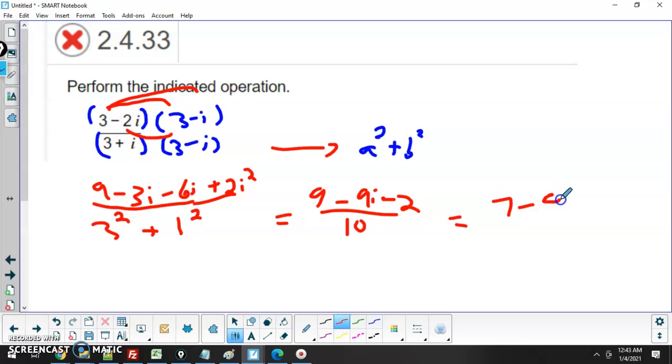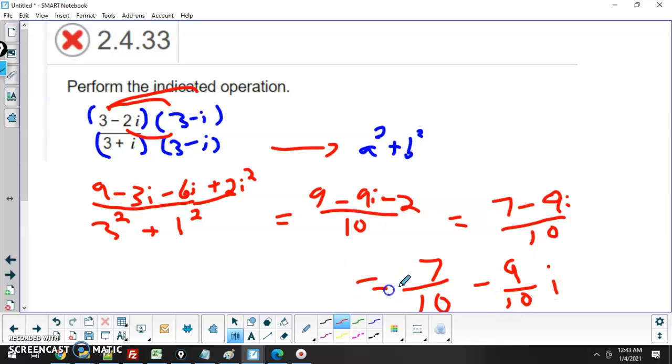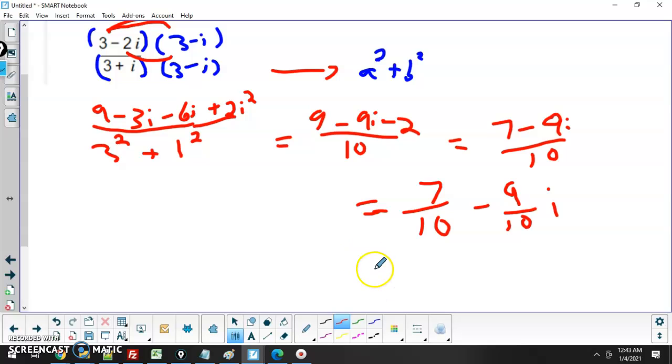So we have 7 minus 9. Sorry, it doesn't look like a 9. 7 minus 9i all over 10. And if you want to write it in nice, pretty standard form, it would be 7/10, and none of this reduces, minus 9/10 I. Okay, so that's what your answer would look like in standard form. Nice and pretty there. Okay.